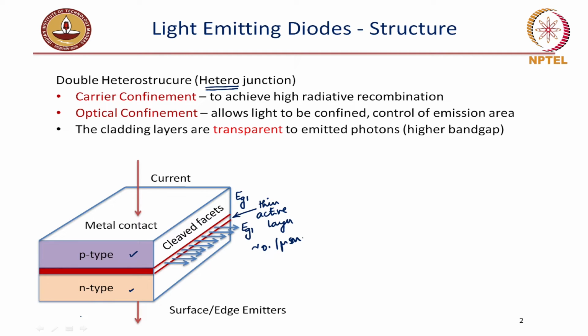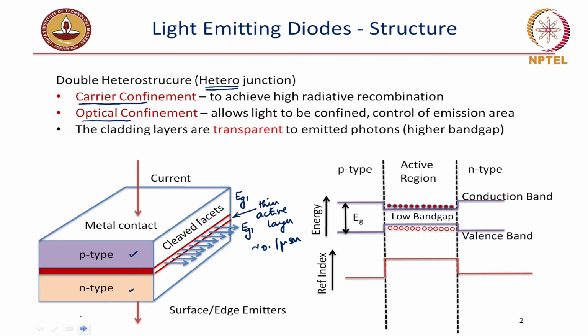And for this thin active layer, you choose the material such that the band gap of that material is smaller than EG1. Now, this results in two benefits. One is carrier confinement and the second is optical confinement. Now, I'll tell you what this means. So this is the band structure for this composite heterostructure. So you have the P-type material, you have the N-type material, and its band gap.